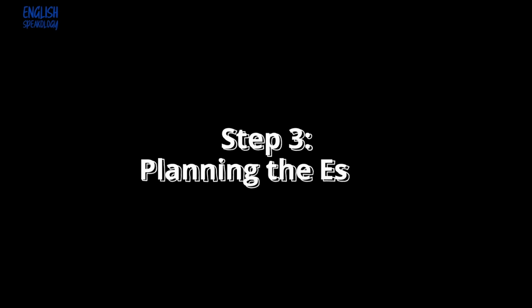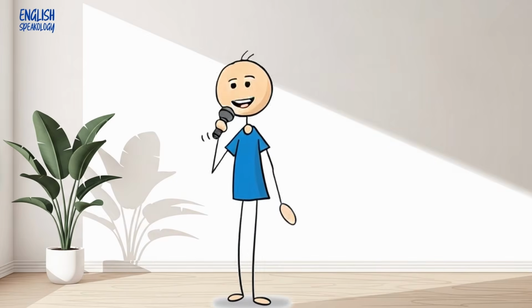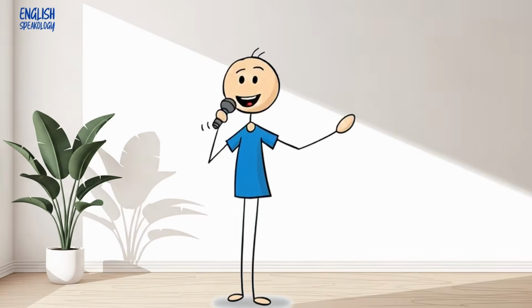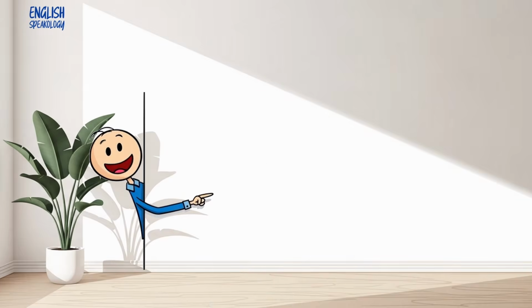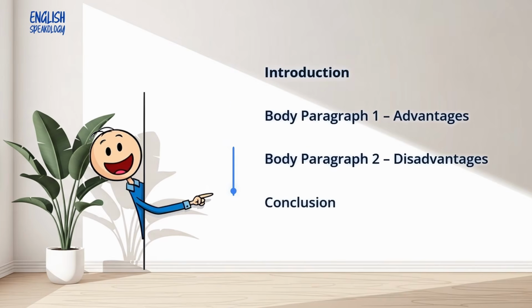Step 3. Planning the essay. Before writing, we organize our structure. A clear structure helps examiners understand your ideas easily. Our essay will look like this. Introduction, body paragraph 1, advantages, body paragraph 2, disadvantages, conclusion. Simple, logical, clear. Now we start writing.